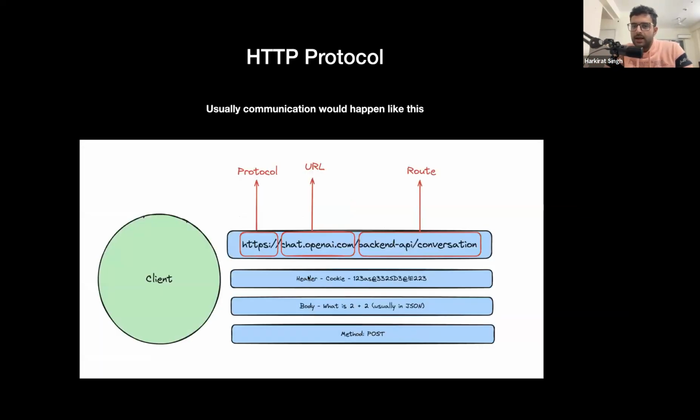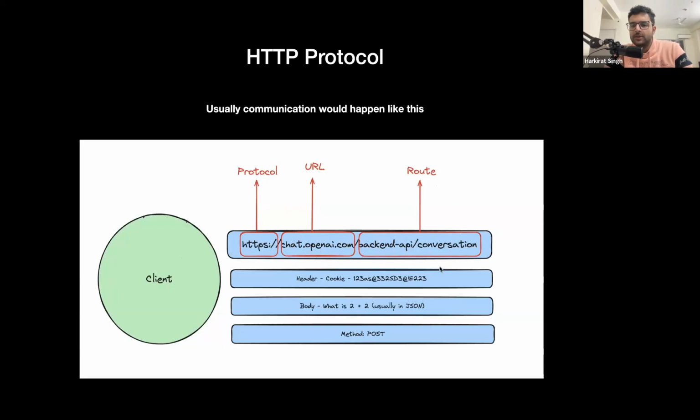Let's understand the client side in a little more detail. What did I say? Protocol. Basically, they have to specify a URL. Now, the URL has a few parts. This is the protocol of the URL. This is the actual domain name of the URL. This is the route. Route basically means whatever you see after the website is written, which in this case can be backend dash API slash conversation. This is actually the route for ChatGPT.